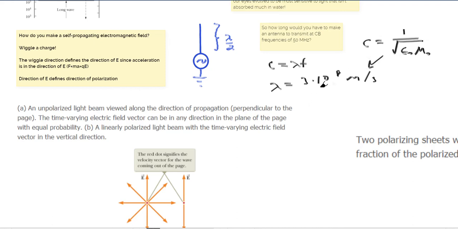Okay, so where were we? Lambda equals C over F, and so this is 3 times 10 to the 8th over 50 times 10 to the 6th, which is 3/5 of 100, so 60 meters. It's a really long antenna, which means you might want to make a quarter wavelength antenna.